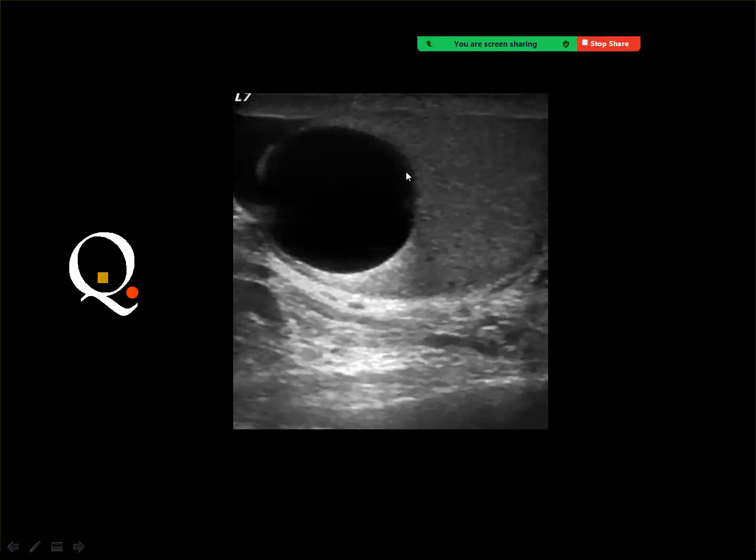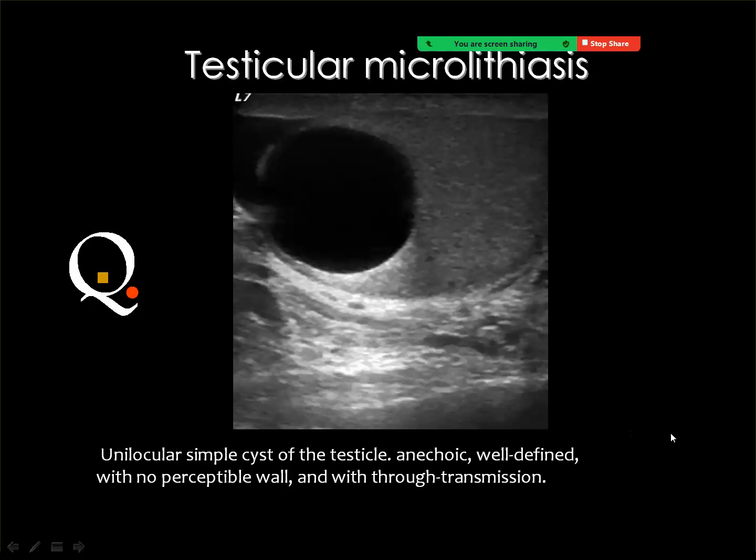And this is a simple cyst, and the testis is showing all the criteria of a simple cyst anywhere in the body, with acoustic enhancement and hypoechoic or anechoic content, very thin, paper-thin wall, and no internal septations, no calcifications, and no mural nodules. And the testis can show this. So this is not testicular microlithiasis. This is a simple testicular cyst.